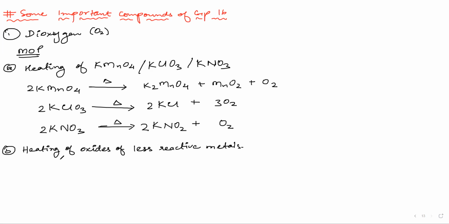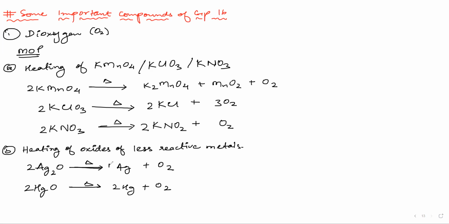Less reactive metals, for example, mercury and silver. Both of them come in the reactivity series. You remember? Ag2O, you just heat this, you will get Ag plus O2. Next, you have HgO. You heat this, you will get 2Hg plus O2. If I write 2 here, I have to write 4 here. Now this is also balanced. Next, you will write heating of higher oxides.